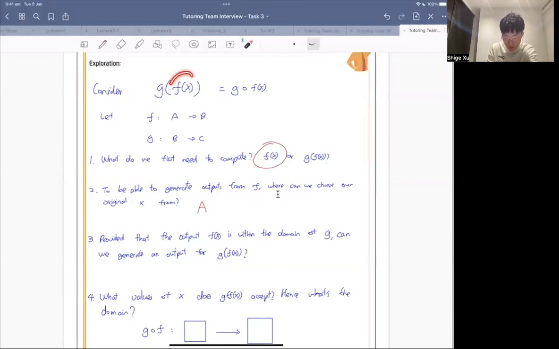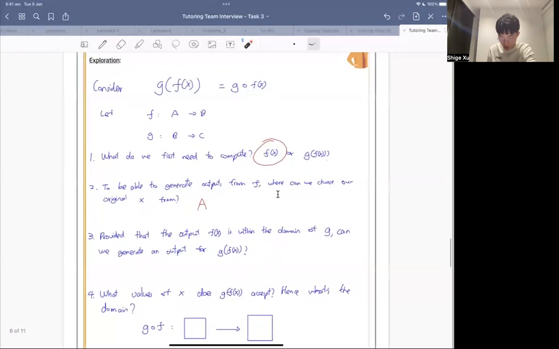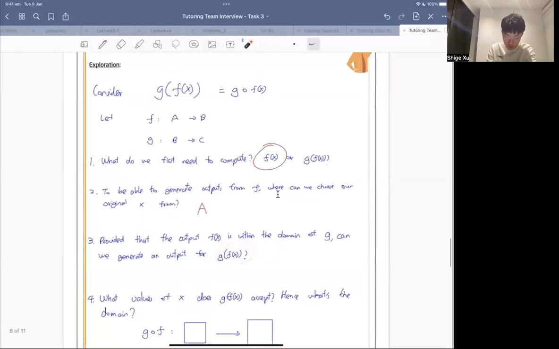So now we know f of x makes sense. Okay, good. Now, provided that the output f of x is within the domain of g, in other words, this composite function exists, right? Provided that this is true, can we generate an output for g of f of x? Can we generate an output for the composite function? Yes, of course we can, right?